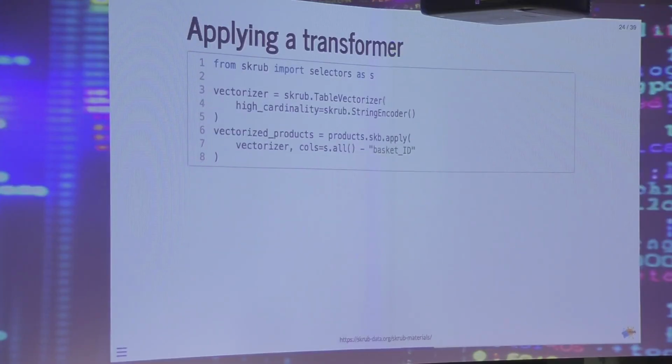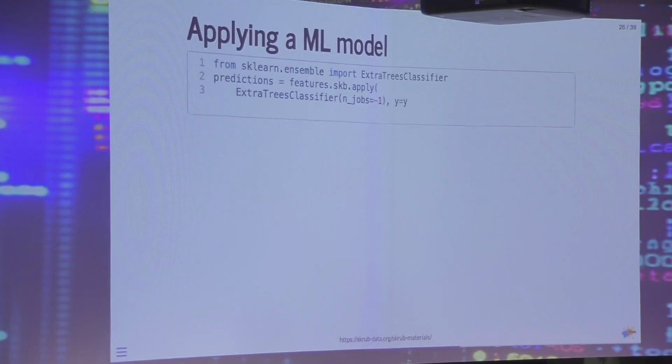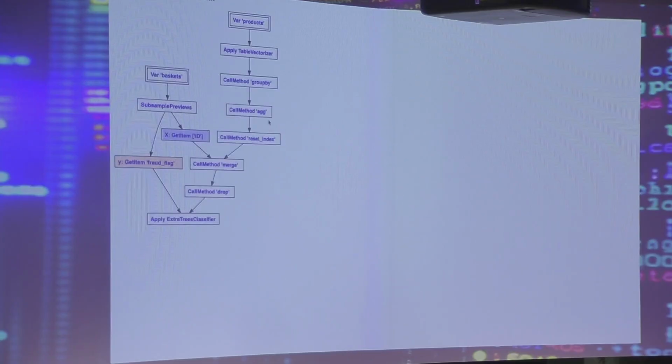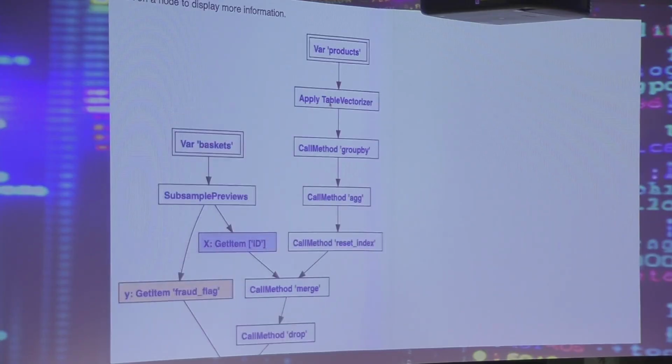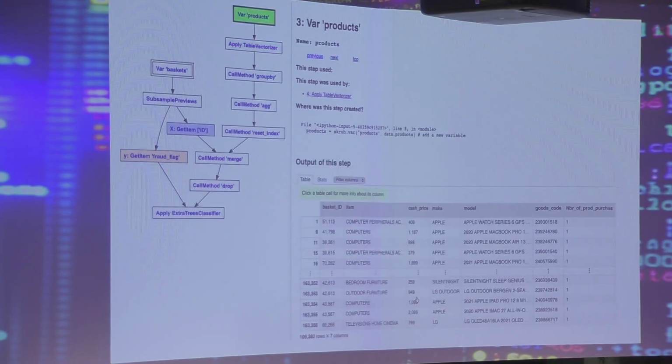You can apply transformers. So here I'm applying a table vectorizer, and I'm getting the vectorized product. I'm applying a bunch of data frame operations, a group by, a merge. I'm dropping some features. And then I'm applying a machine learning model. In this case, it's an extra tree classifier. Then you can inspect the full plan, which is this execution report. And now you know what table vectorizer is. You know what this is, a table report.